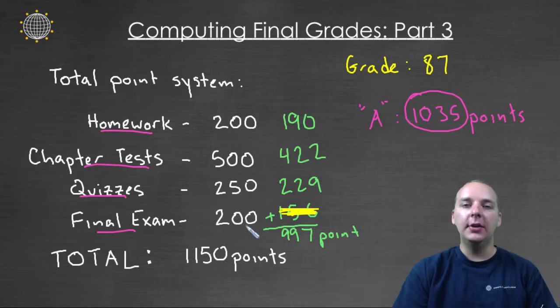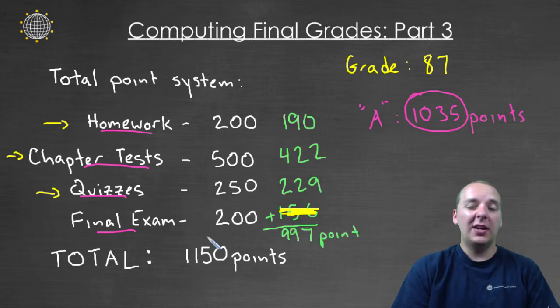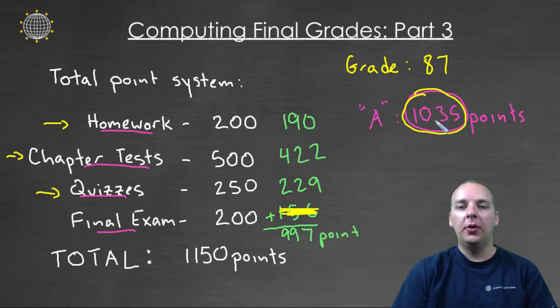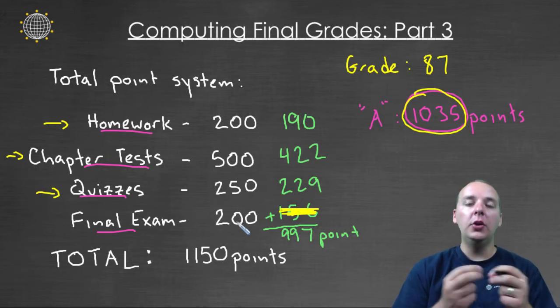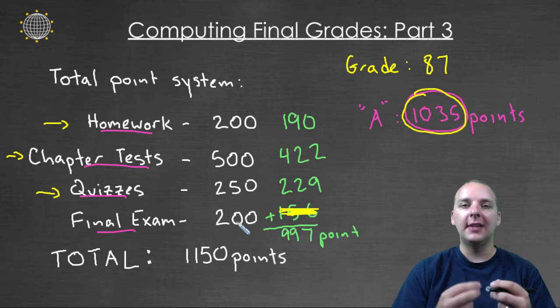So to decrease what you would need on the final, just increase what you're scoring on your quizzes or your chapter test or the homework. If you do really well on those, then you actually don't need to do as well on the final to get that magic number of 1035. So anyways, that's a little bit about how to compute your final grade using a total point system, and also a little bit about how to manipulate the terms around to see what you would need to get on a certain assignment to get a particular grade in your class.